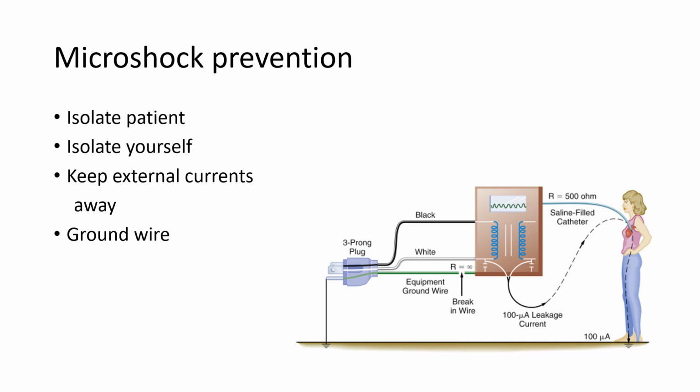To prevent this, we try to isolate the patient. We try to isolate the patient from monitors by having very high impedance, for example, the EKG circuits. We try to isolate ourselves from any electrical devices, wear gloves when touching anything that's going directly into the heart, and of course keep external currents like nerve stimulators away from any wires that are entering the patient's heart. And again, an intact ground wire is very important for preventing microshock by directing these leakage currents through the ground wire instead of through the patient.